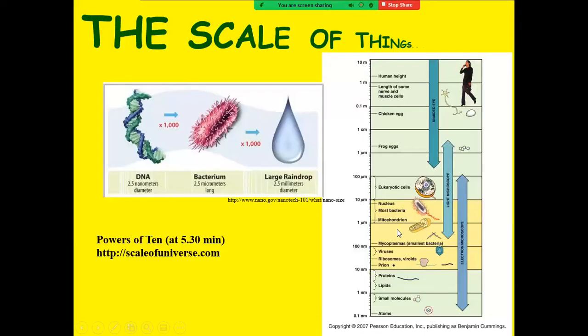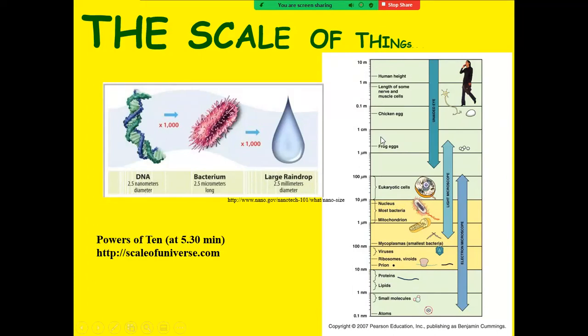There we go. So you should know that atoms are the smallest thing and small molecules are bigger than atoms. Large molecules are bigger than small molecules, and a large molecule would be something like a protein. You should know that viruses are bigger than proteins, and that prokaryotic cells, like bacteria, are bigger than viruses. Eukaryotic cells are bigger than bacteria or prokaryotic cells.